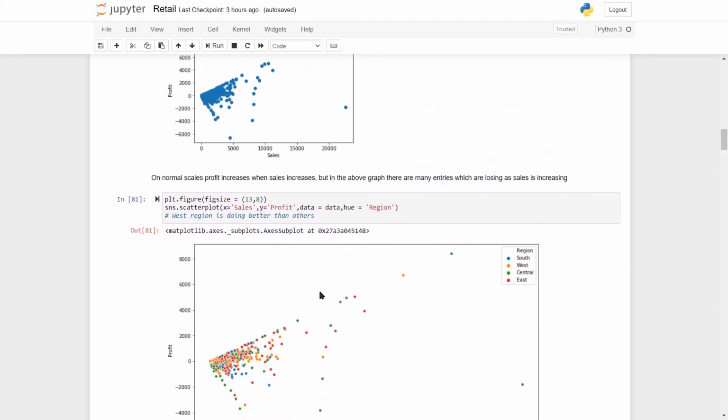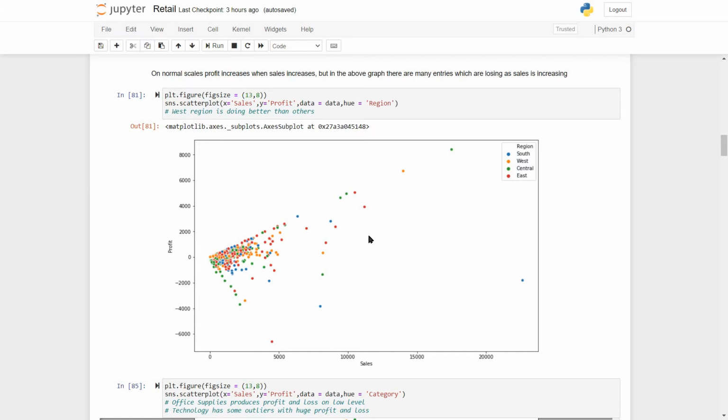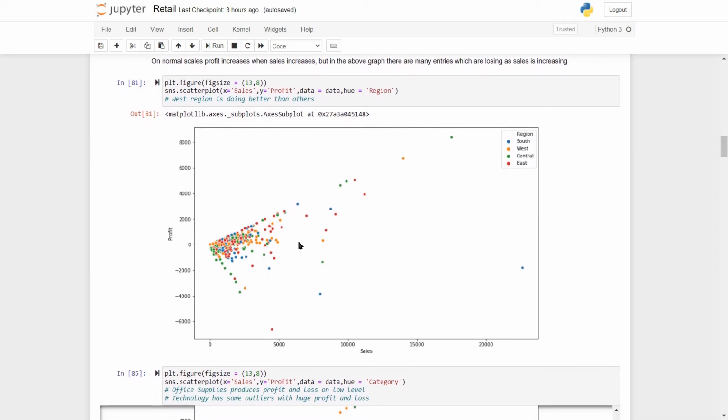To elaborate on this graph, I divided it into regions. If you see, these green dots denote the central region, and these blue dots denote the south region. We can observe over here that central and south dots, the green and blue dots, are more over here than orange and red. You can see some of the red dots, but not in the majority. The majority are green and blue. So something is wrong with the south and central regions. There are some outliers of south and east, but I would say the majority of them are not doing well. If you see west, the orange dots are mostly near 0 or above 0, so they are mostly making profit. So I would say the west region is doing better than the others.